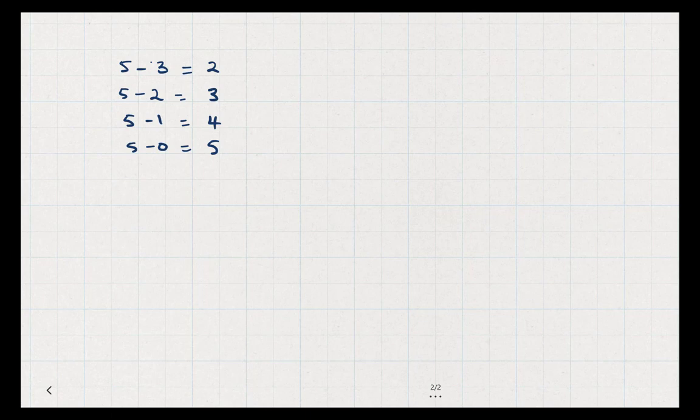But looking at that pattern, the next number that I should be taking away is -1. And the one after that, -2. And the one after that, -3. So following the pattern, I would expect this to be 6, 7, and 8. Let's see what's happening on the number line.